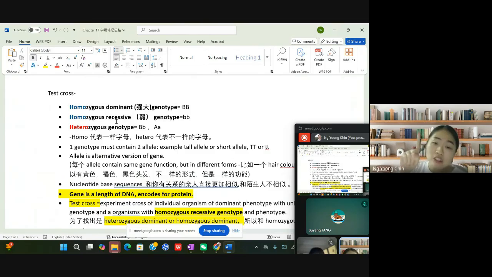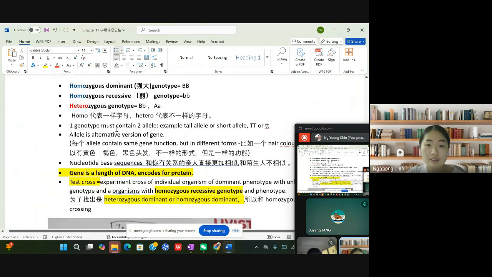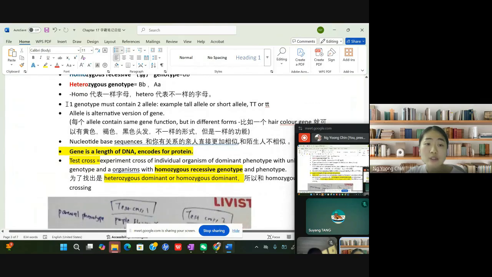Because for one gene, they must have 2 alleles. So both of the alleles must be dominant, which is big B. If recessive, both of the alleles must be small b. Heterozygous refers to one big B, one small b. And one genotype must have 2 alleles. So what are alleles? Alleles refer to the alternative versions of the genes.